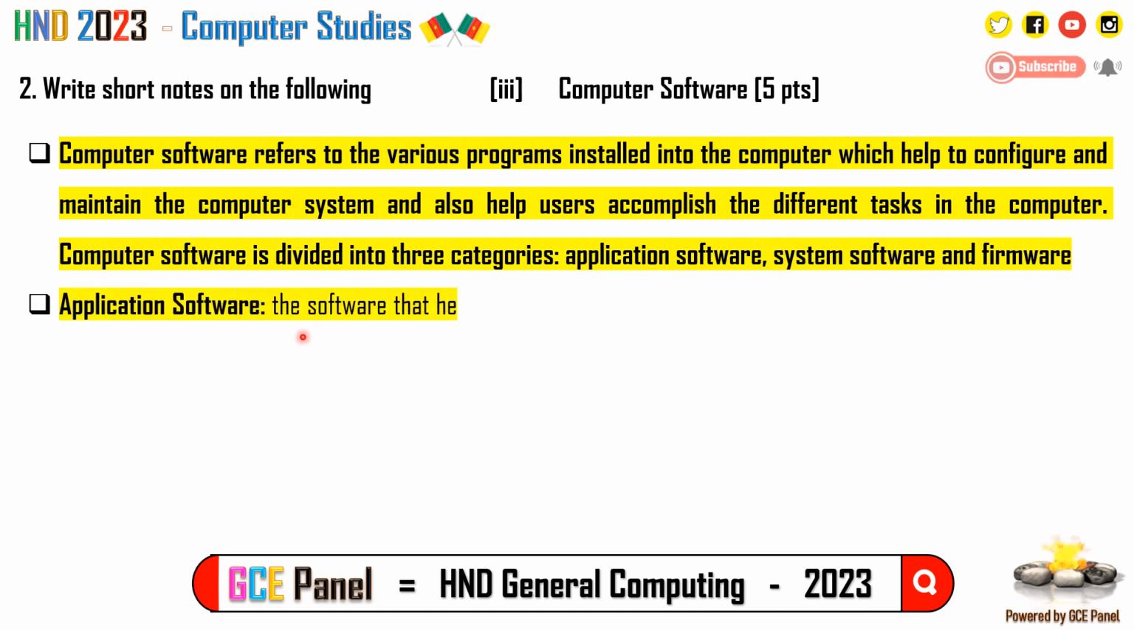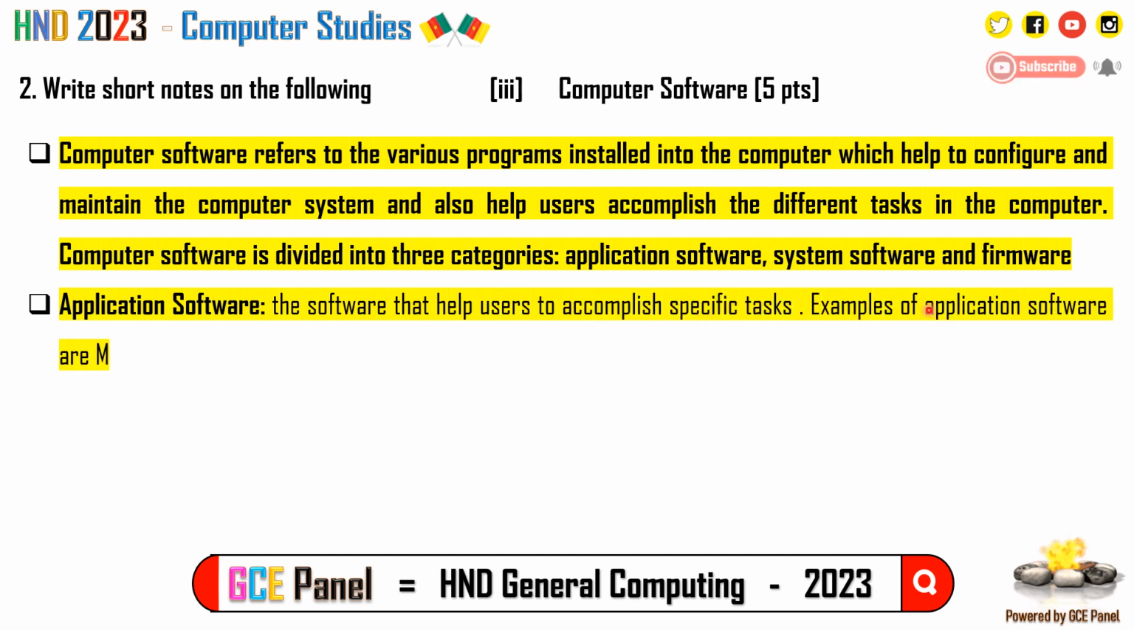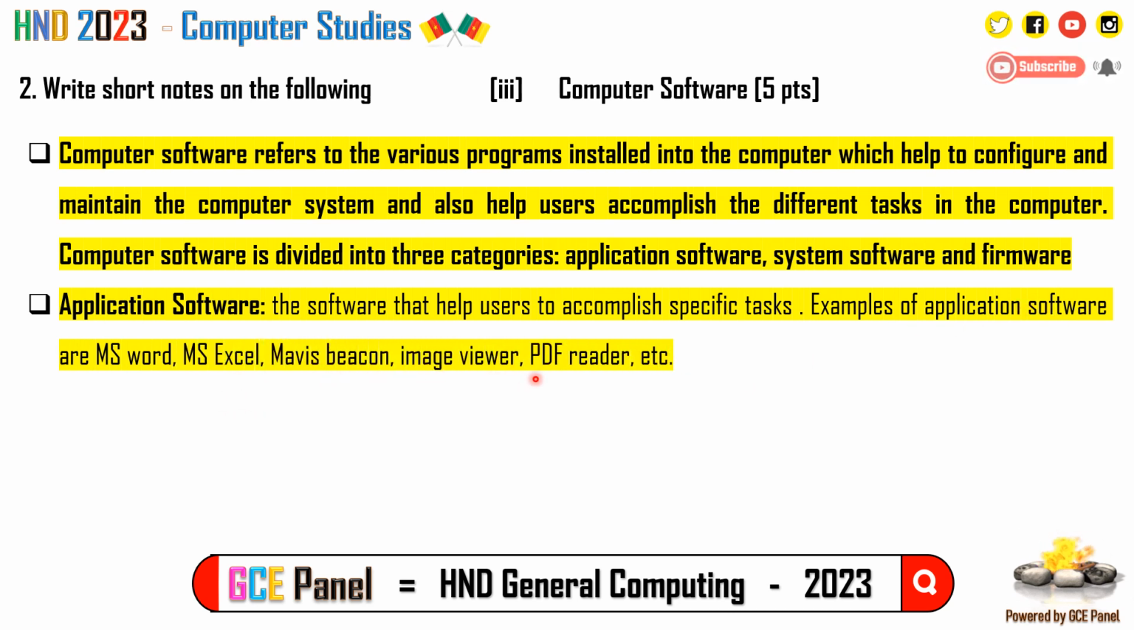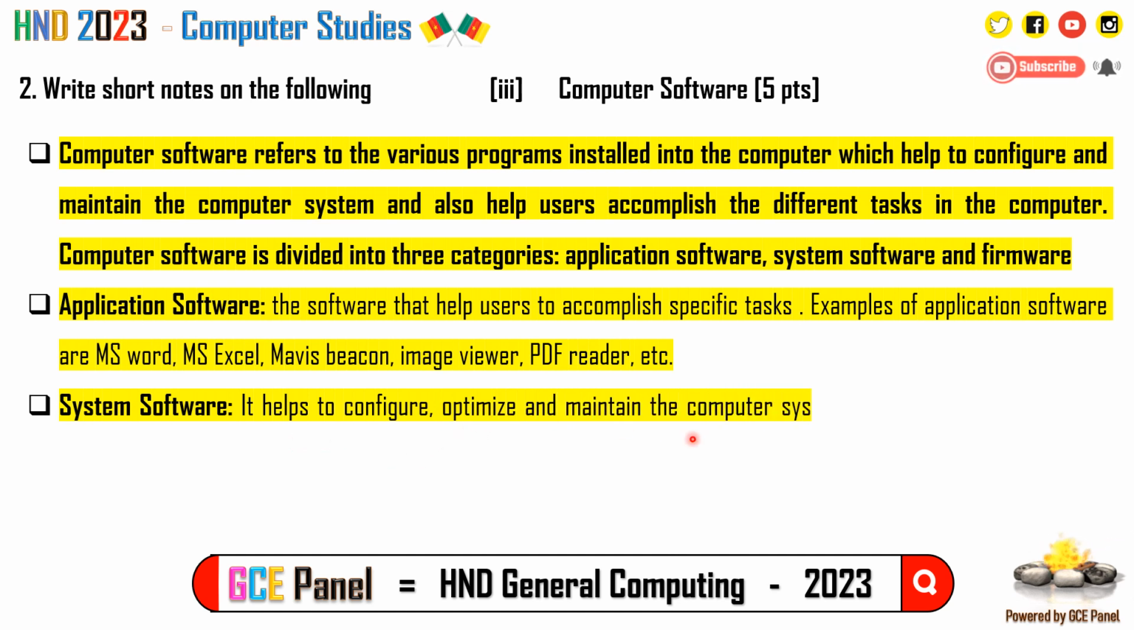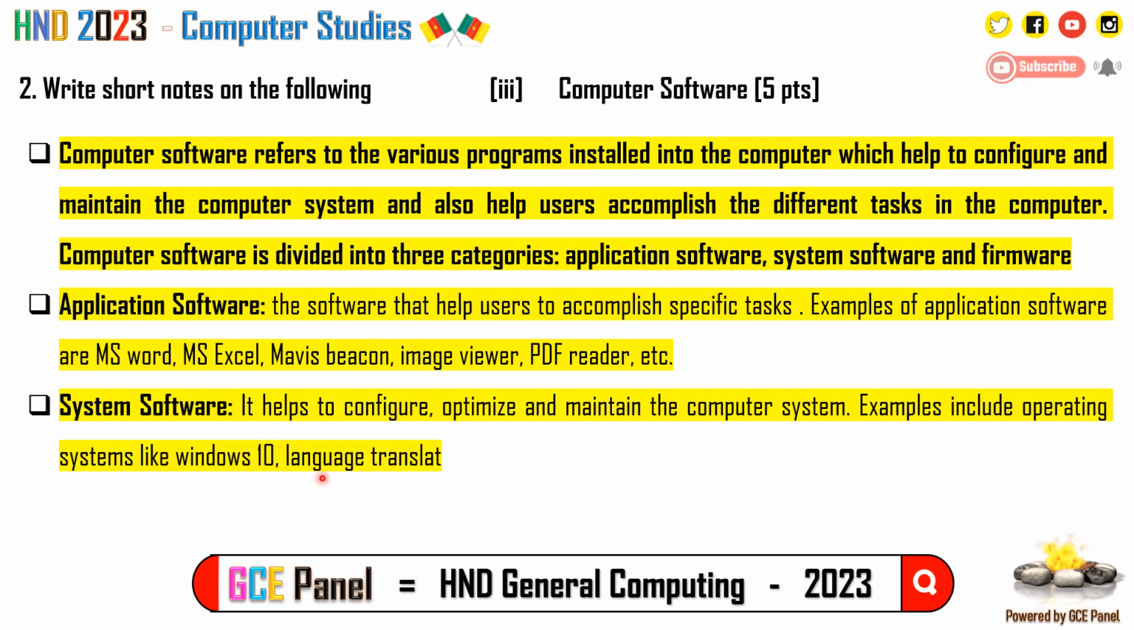Application software refers to the software that helps users to accomplish specific tasks. Examples of application software include Microsoft Word, Microsoft Excel, Mavis Beacon, Image Viewer, PDF Reader, and so on. System software, on the other hand, helps to configure, optimize, and maintain the computer system. Examples include operating systems like Windows 10, language translators, but this is not an operating system, utility software, and device drivers. These are system software. Ubuntu operating system and all of that, Linux.